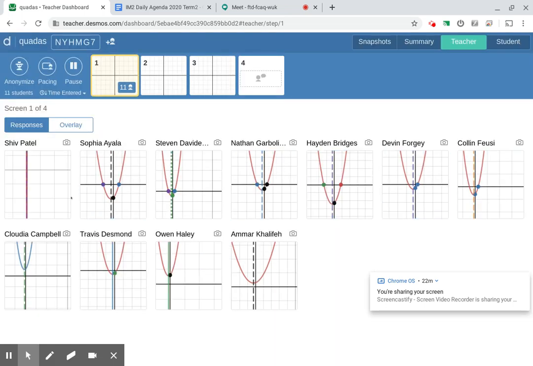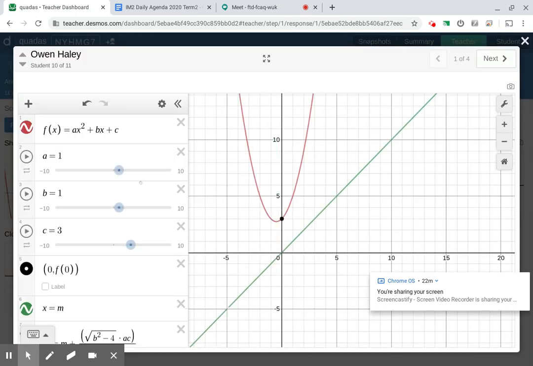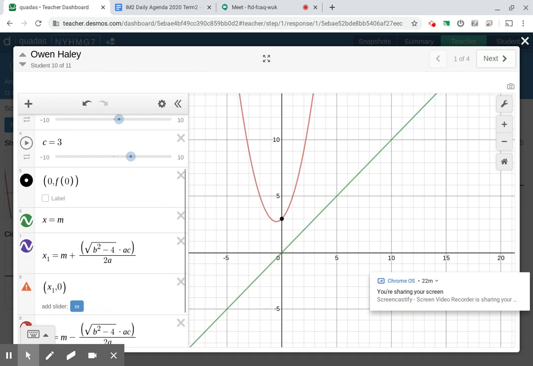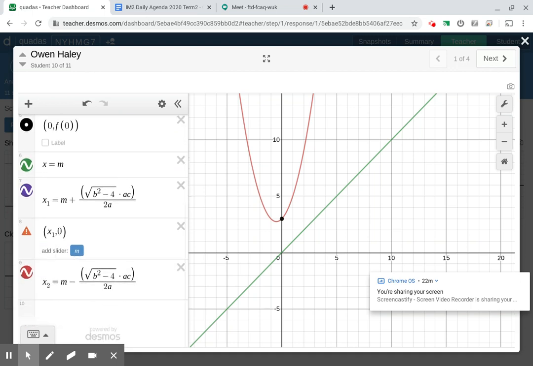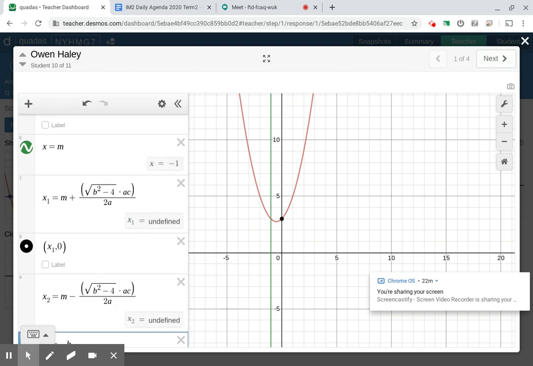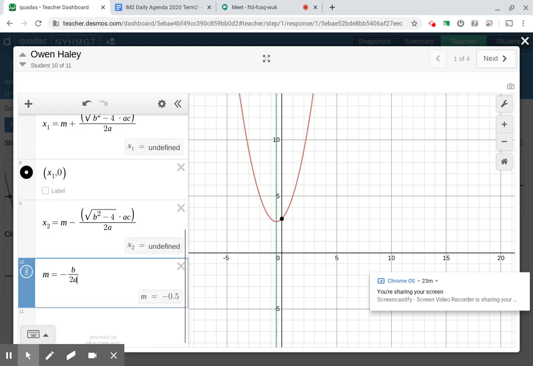Okay. It looks like most of you are doing good. Okay. All right. Next. So let's see, Owen, you're missing the formula for m. So you need to put m equals the opposite of b over 2a. So underneath you can put the middle is the opposite of b divided by double of a. And that'll be the middle of your line. See, it'll make this vertical line right in the middle. So that's the formula you're missing.